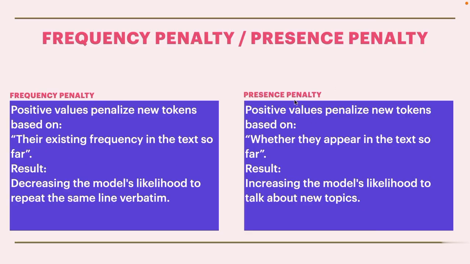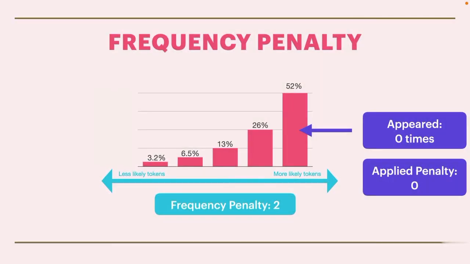So these two parameters are slightly different. The frequency penalty is proportionate to the number of times the tokens have appeared so far in the prompt response, while the presence penalty is a penalty that is applied automatically to any token that has appeared even once in the prompt response so far, and it doesn't change if the token appears multiple times or one time only. All right. Now let's use some illustrations to understand this further.